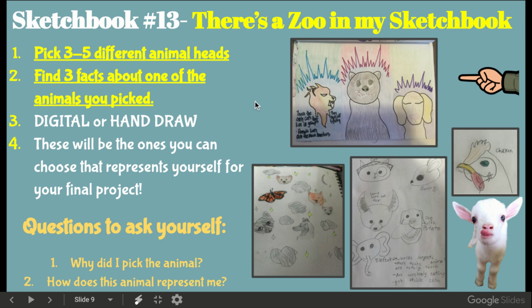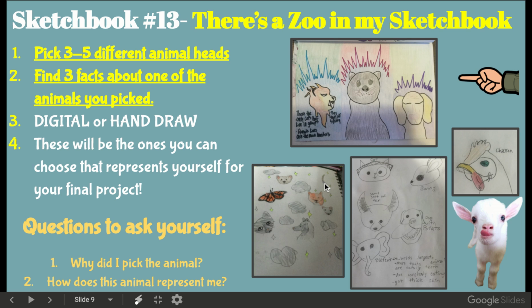Sketchbook 13, There's a Zoo in My Sketchbook. You need to pick 3 to 5 different animal heads. Find 3 facts about one of the animals you picked. Digital or hand-drawn, so it can be done in Notability, IBIS Paint, or your sketchbook. These will be the ones you can choose from to represent yourself for your final project.